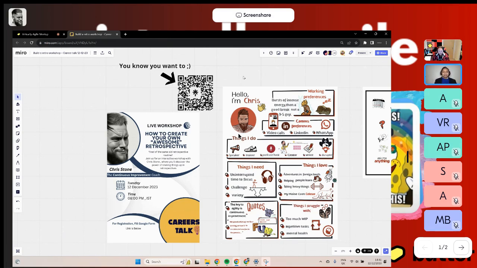Friends, I am Suran Sharma, Agile consultant based in the Netherlands and the host of this workshop on the topic how to create your own awesome retrospective. And to help us today, we have Chris Stone with us. Chris is also known as the continuous improvement coach and he has created hundreds of unique retrospective templates which are available for free. He's a regular on the conference circuit. He's a podcaster, trainer, creator, blogger, and author. Let me take a breath.